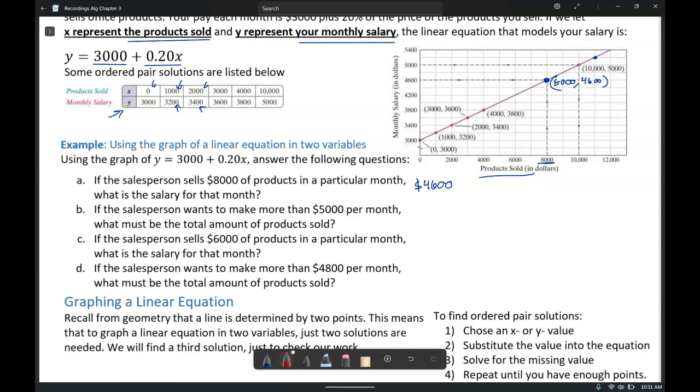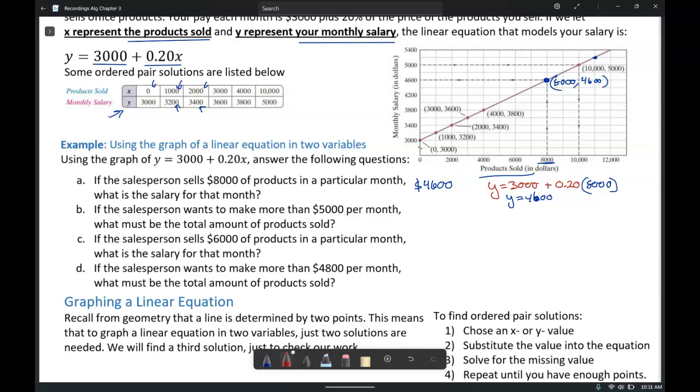If we wanted to, we could also find that solution from our equation just by substituting the value of X into the equation rather than looking on the graph. We could plug in the $8,000, and when we evaluate it, we get a value of Y that equals $4,600.